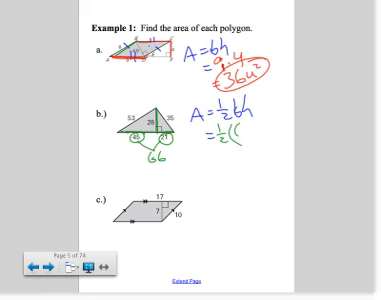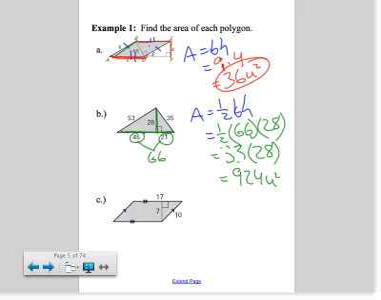So I have 1/2 times 66, and then the height is 28. Alright, so I do 1/2 of 66, which is 33, times 28, and finally 33 times 28. I'm going to go ahead and grab my calculator real quick. Alright, 33 times 28, I believe, should be 924 units squared.